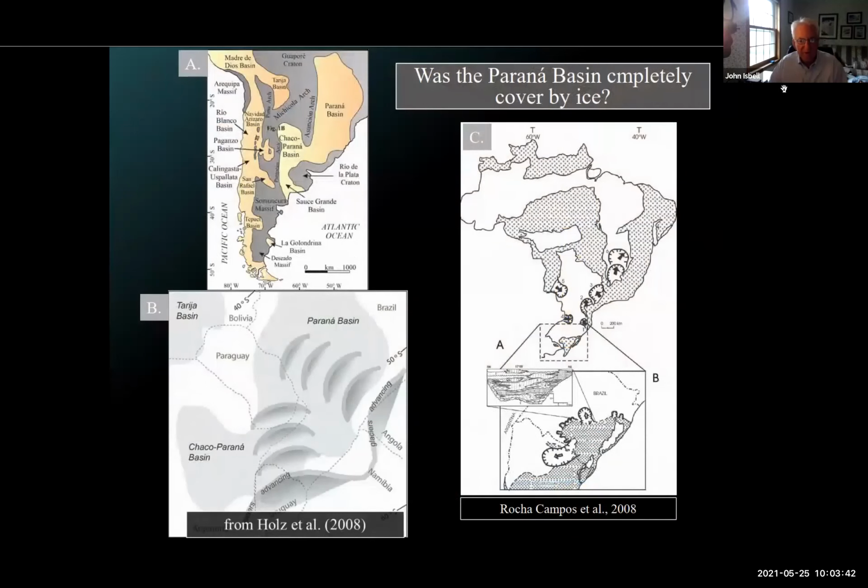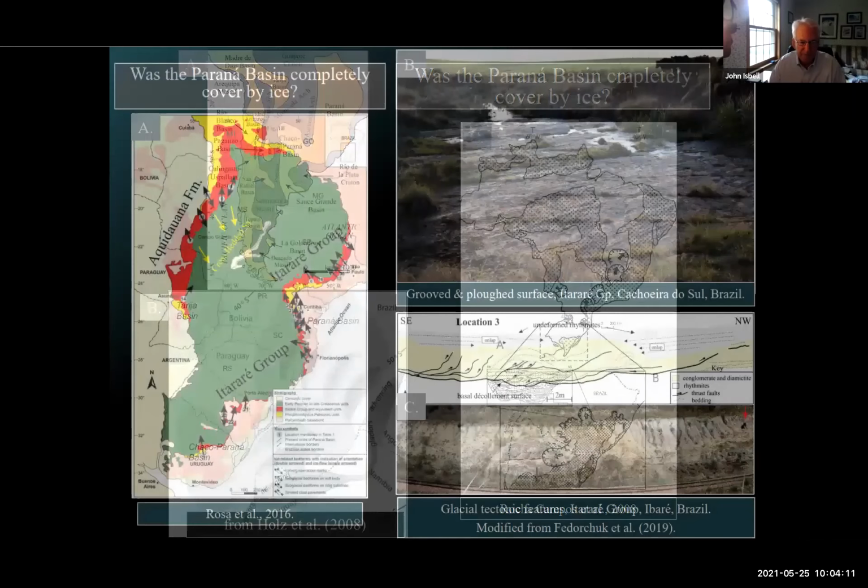When we move farther to the east, glaciation continues long after it disappears in western Argentina. And when we look at the Paraná Basin, there are two hypotheses for glaciation of the basin. In B, we're seeing the Paraná Basin and the hypothesis by Michelle Holtz and others that glaciers coming out of Africa extended across the entire basin to its western margin in Bolivia, Paraguay, and western Brazil.